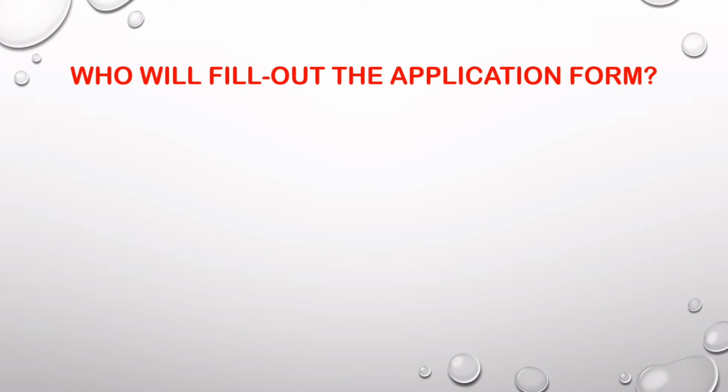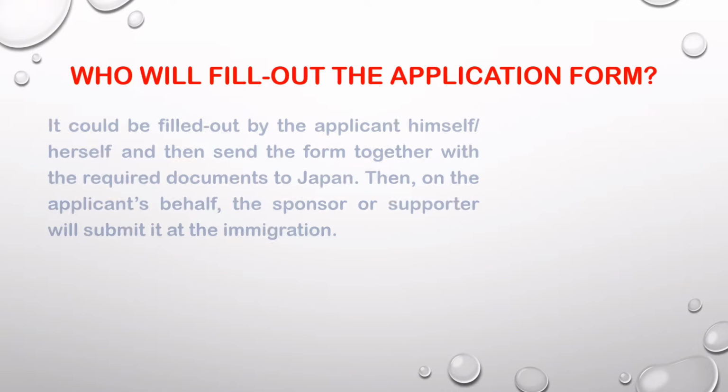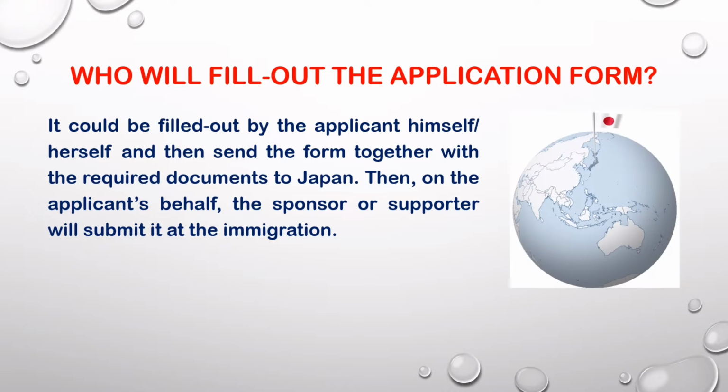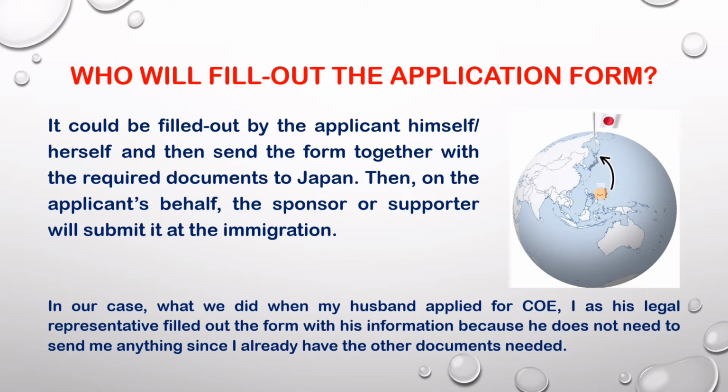Who will fill out the application form? It could be filled out by the applicant himself or herself, and sent together with the required documents through international courier. And again, on the applicant's behalf, the sponsor living in Japan will submit it at the immigration office. However, in our case, when my husband applied for COE, it was I, as his legal representative, who filled out the form with his information since I already have the other documents needed.